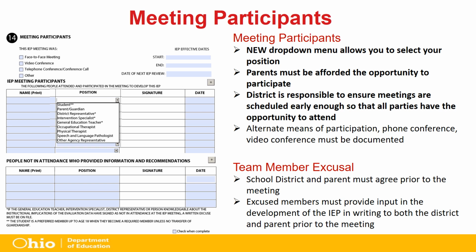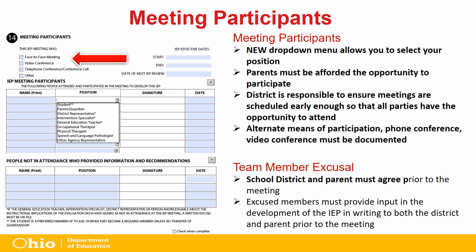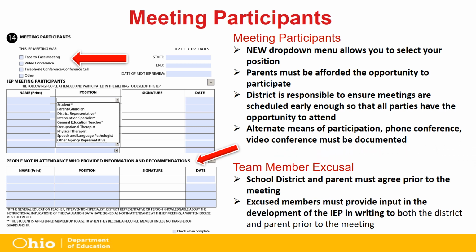In an attempt to ensure parental participation, the parent and school district may agree to some alternate means of participation, such as video conferencing or phone conferences. If alternate means are chosen, they must be documented as such. In some cases, members of the IEP team may be excused from attending the IEP meeting, in whole or in part, provided the school district and parent agree in writing prior to the meeting. The excused member must provide input into the development of the IEP in writing to the district and to the parent prior to the meeting.